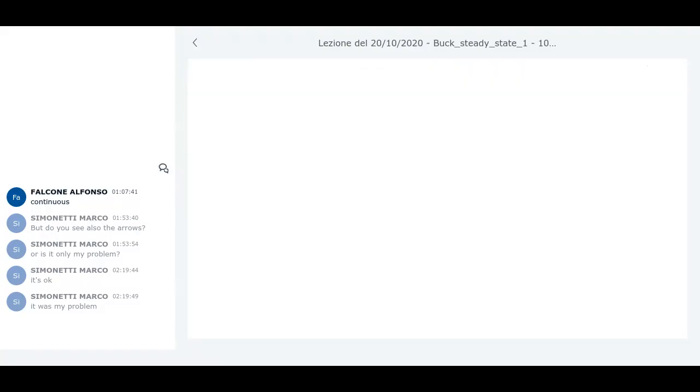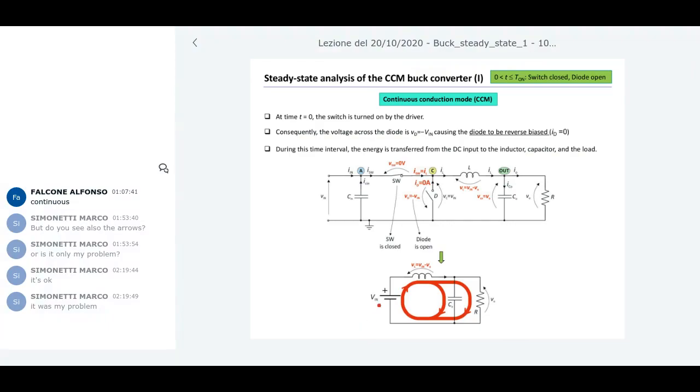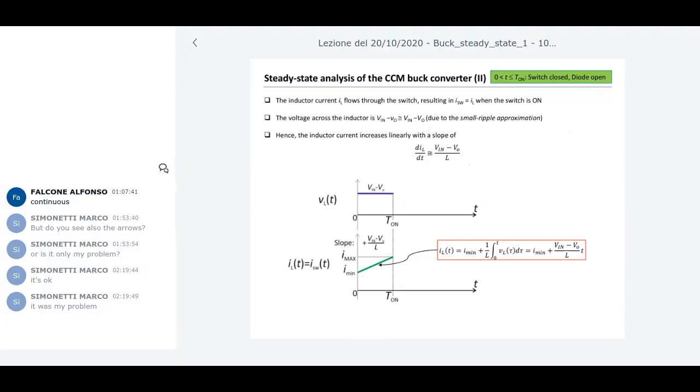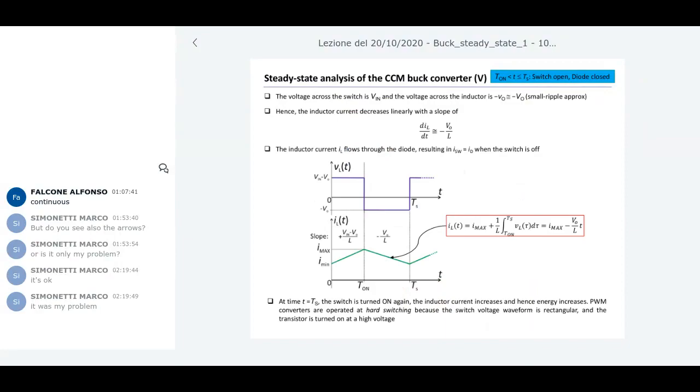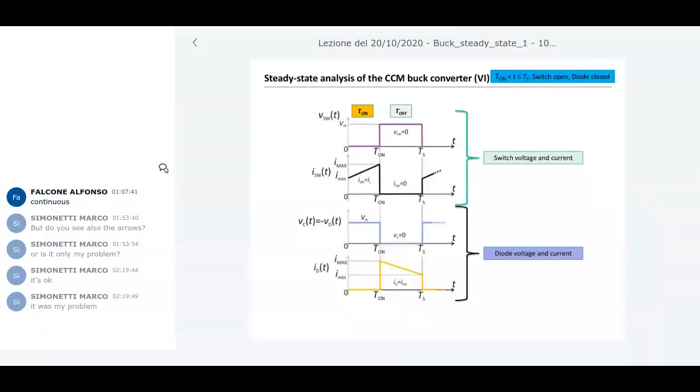So are there questions about this description? As you can see, the analysis of the operation is not so complex by using the small ripple hypothesis, considering ideal switches, and dividing the interval into two linear operating sets. Okay. Questions, doubts? As you can see here, all the waveforms I discussed are already present.